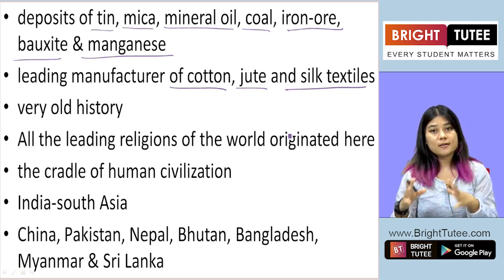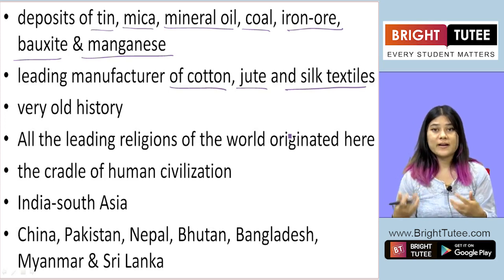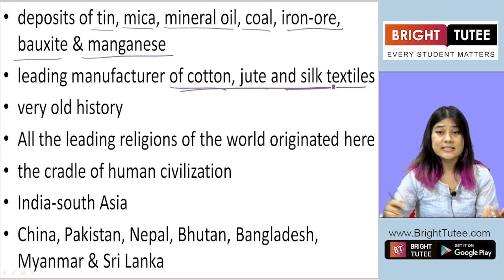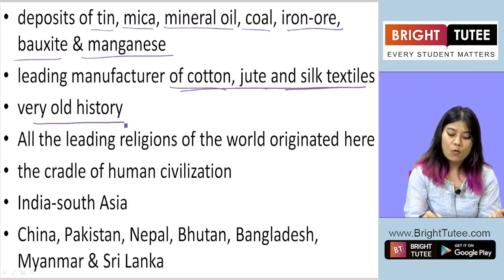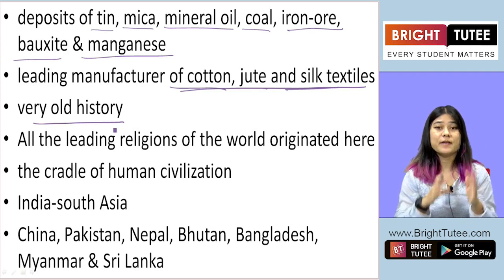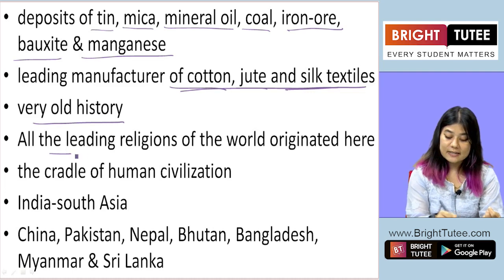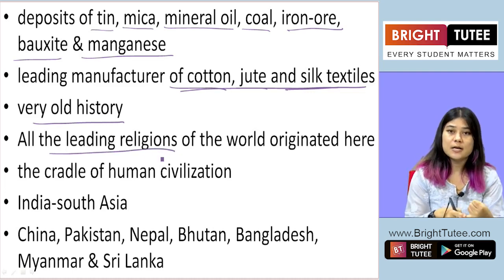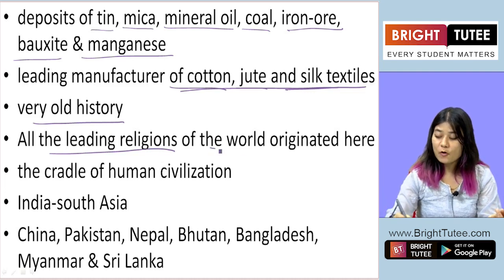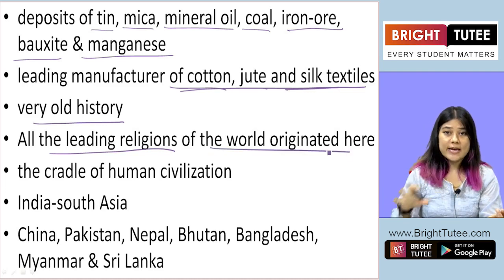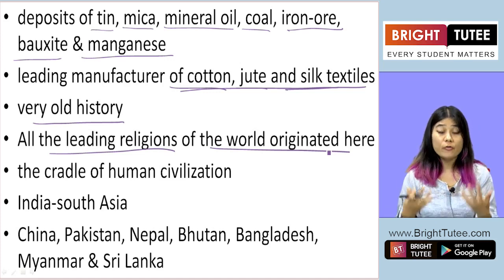So, Asia as a continent is one of the leading continents in the world that manufactures and produces cotton, jute, and silk textiles. Asia also has a very old history. Here, all the leading religions like Buddhism, Hinduism, and Islam originated. So Asia was the continent from where most of the leading religions originated.